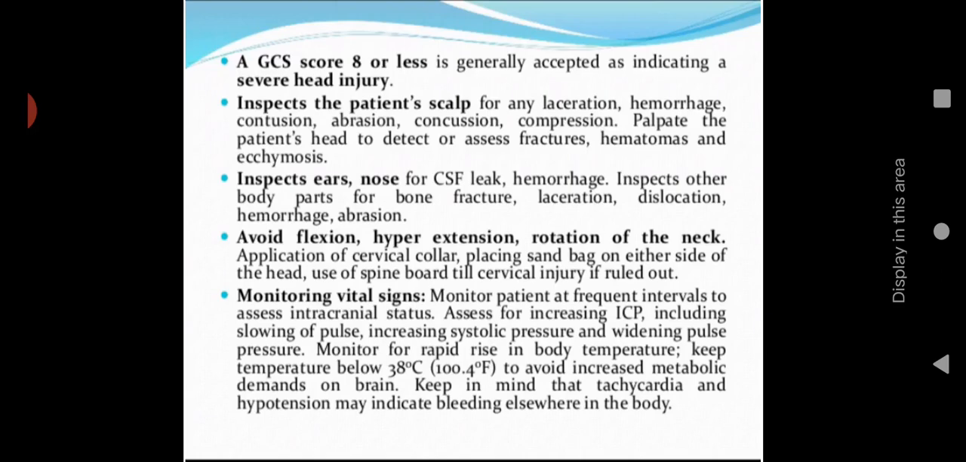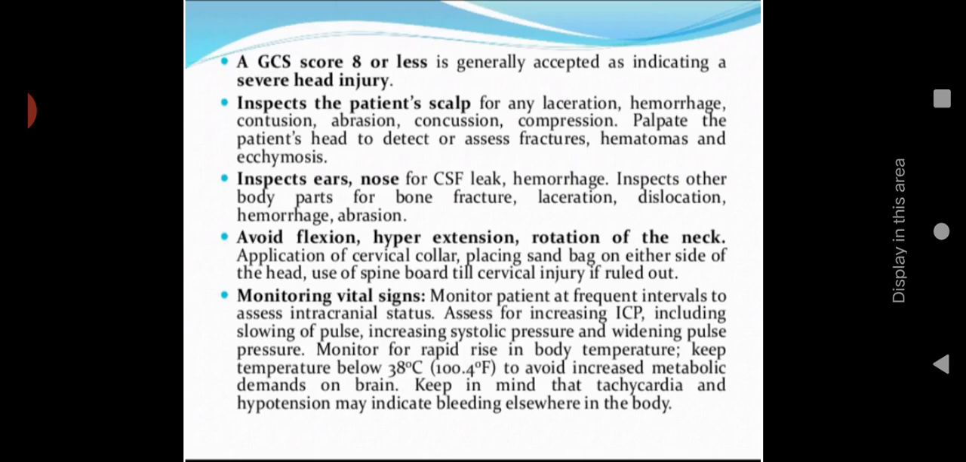So we have to assess that, and whether any active hemorrhage is there. Then for body parts, we have to assess for any bony fracture, laceration, dislocation, hemorrhage, and abrasion. So we have to do all this inspection. Then avoid flexion, hyperextension, and rotation of the neck. When you are doing the assessment, don't flex or extend the head or rotate the neck, because before proper diagnosis, doing this can lead to further injury.